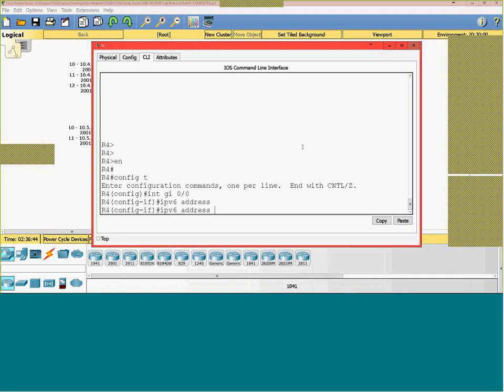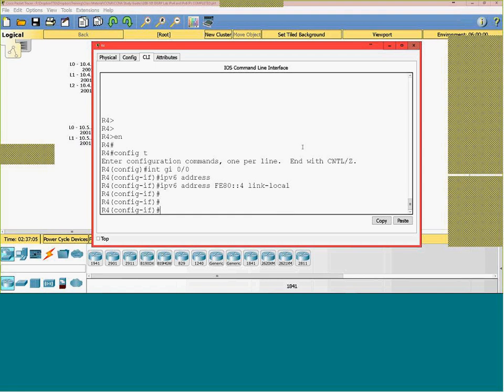Show ip eigrp neighbors. All right. ipv6 address FE80::4 link-local. There's nothing wrong with doing that. You can make your link local addresses anything you want. Of course, they have to start with FE80.